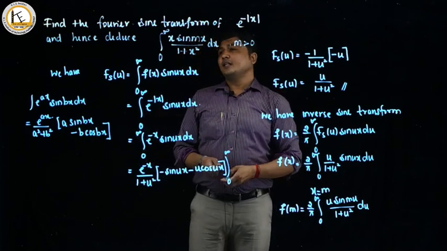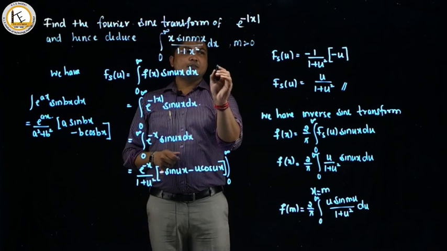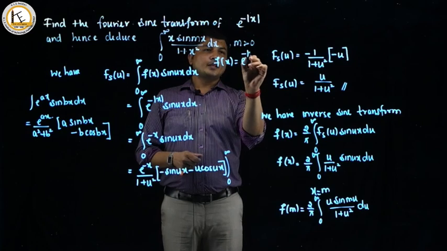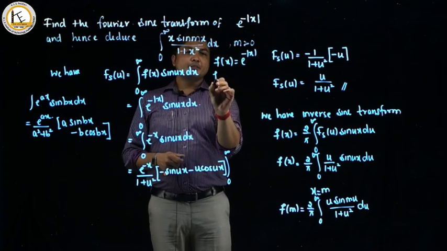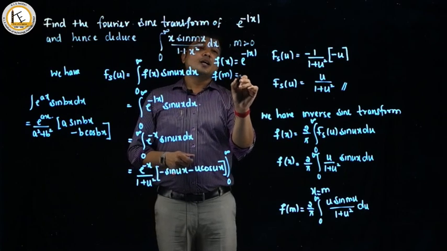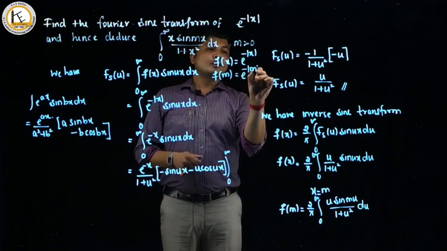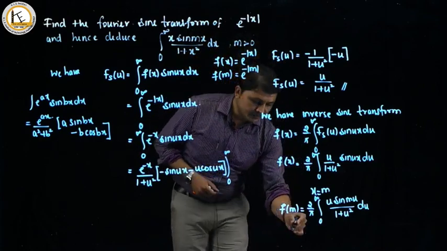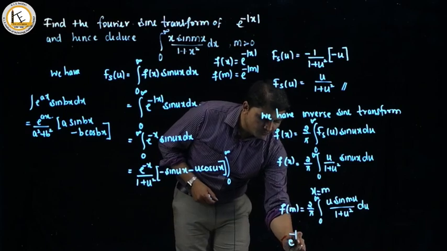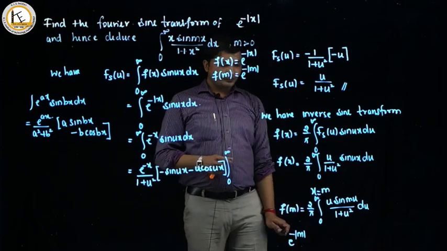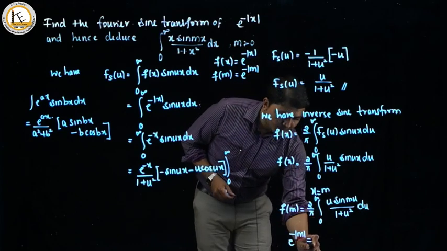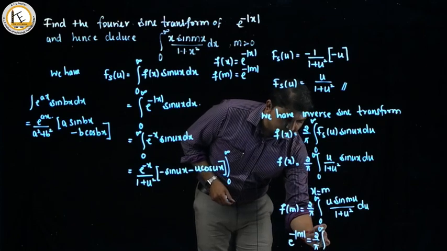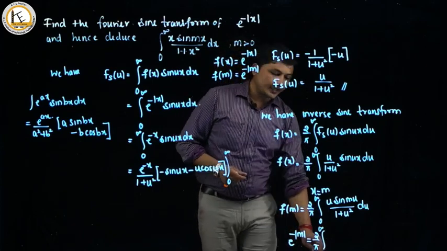Since we know that f of x is a given function, that is e raised to minus of mod x. So if I replace this x as m, I get here e raised to minus of mod of m. Therefore f of m is nothing but e raised to minus of mod of m. And in this step only, replace u as x.